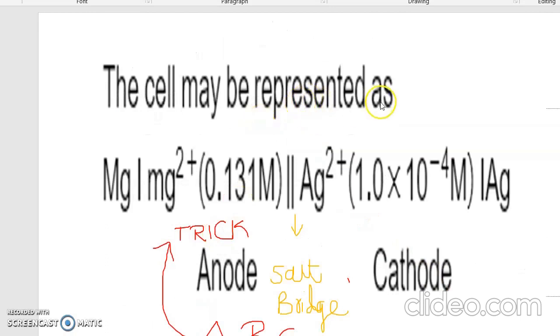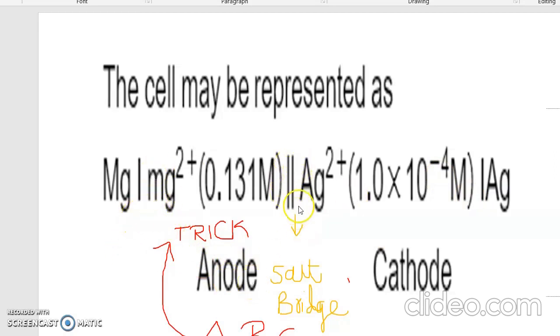Next is cell representation. The element which loses electrons should be written on the left hand side. Mg loses electrons and becomes Mg2 plus. Double parallel line, that is the salt bridge. And then Ag plus, it is not Ag2 plus, Ag plus bar Ag. Ag plus concentration is given.